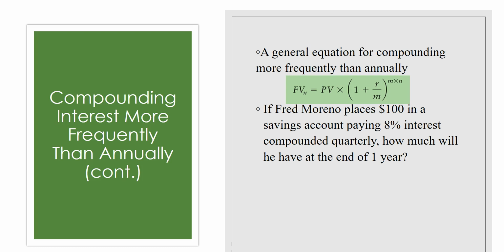So what if interest were compounded quarterly? How much would he have at the end of 1 year? So if interest were compounded quarterly, then our M would be 4 because there are 4 quarters in a year.